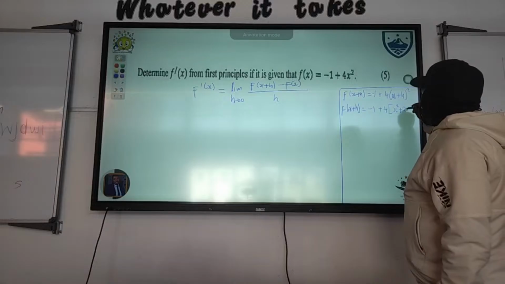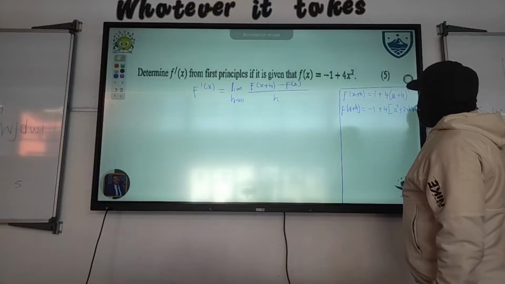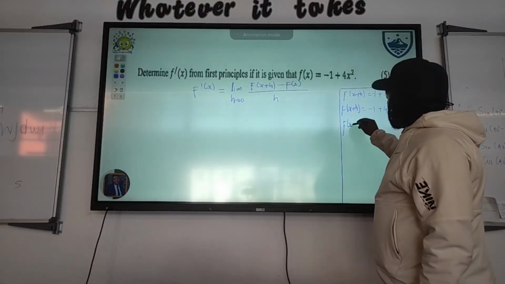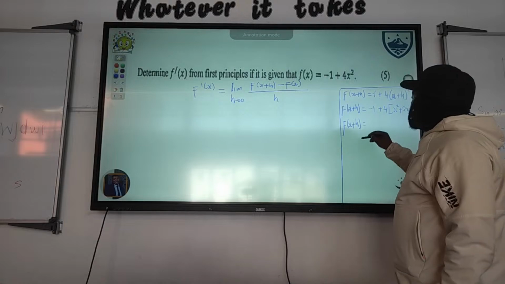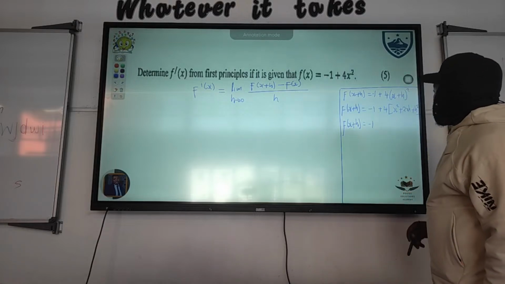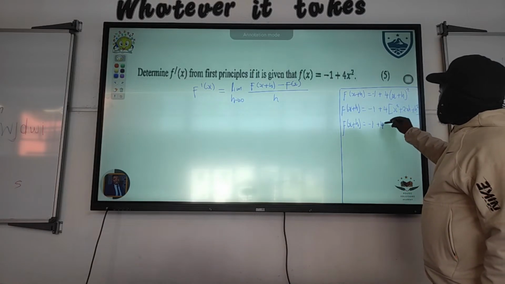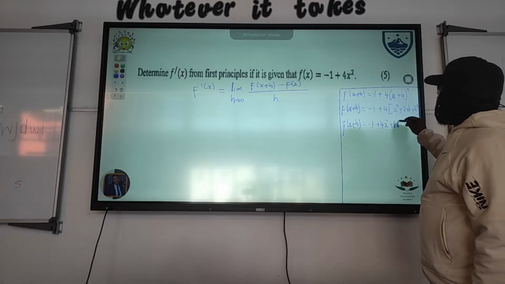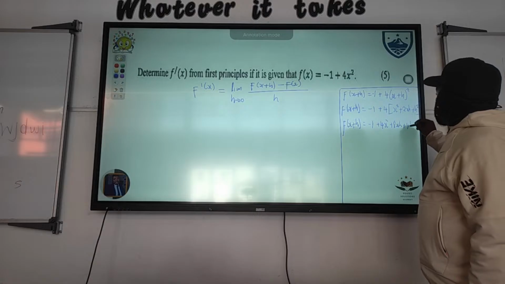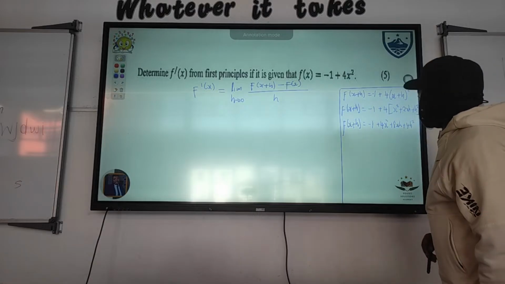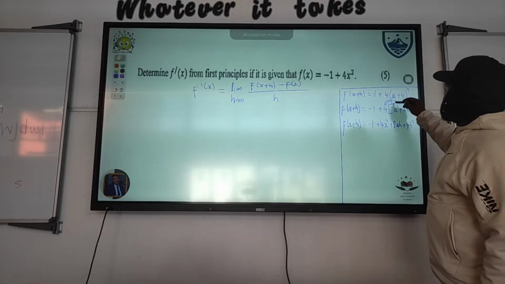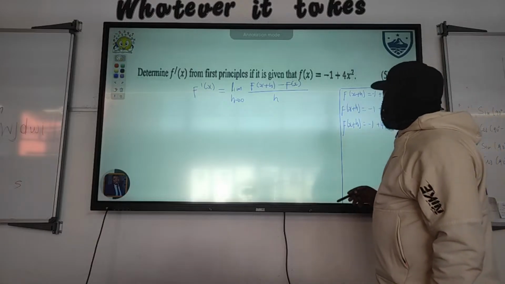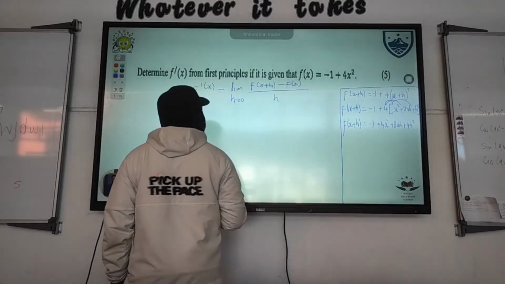x squared plus 2xh plus h squared, minus 1, 4x squared plus 8xh plus 4h squared. Make sure everything is fine. I'll just multiply everybody by 4. And then I come and substitute.